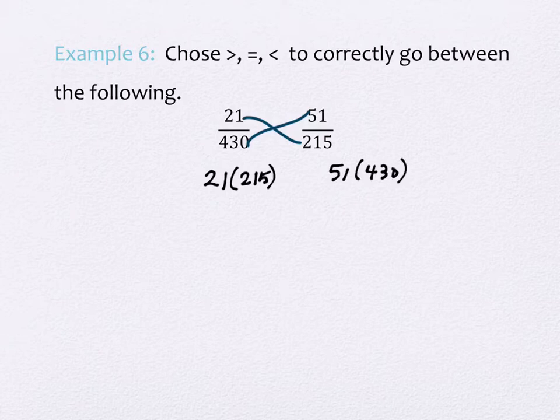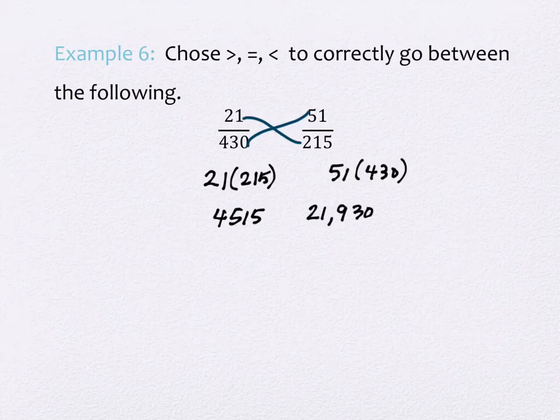So what is 21 times 215? 4,515. Okay, and what is 51 times 430? 21,930. 930 is what I've written down. Is that right? Yes? Is that okay? Did I write them right? Yeah. Okay, good. So obviously, which one's bigger?